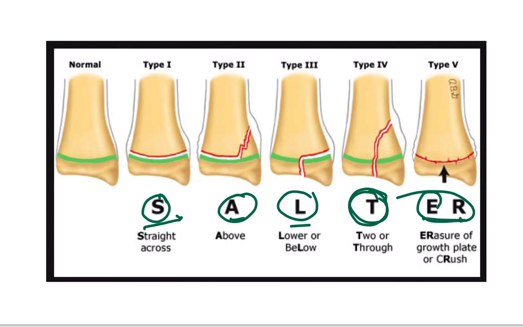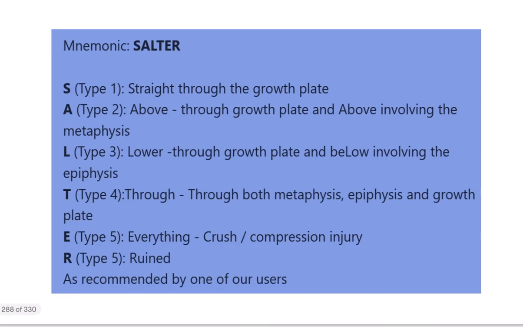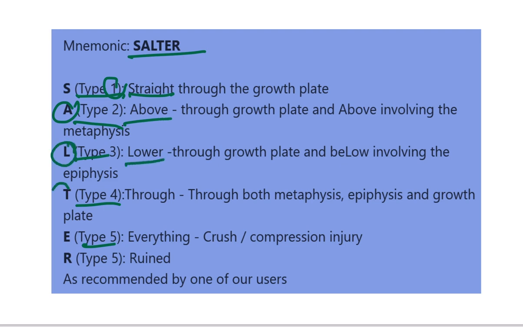And here we can see these three are different from each other, but type 1 and type 5 are similar and they have the same radiological feature. So again, Salter type 1, 2, 3, 4 and 5: in case of 1, S for straight, A for type 2 above, L for lower, T for through, and E for erasure or crush injury.